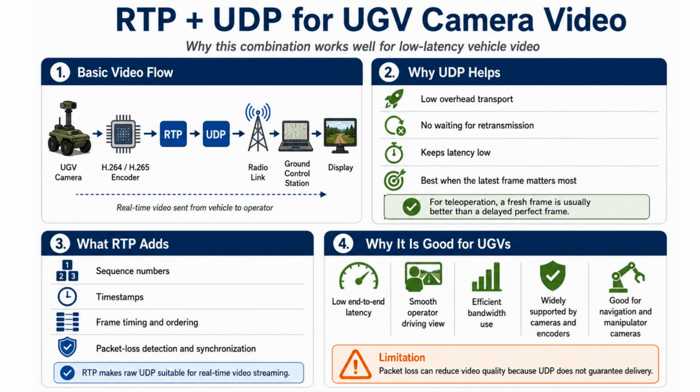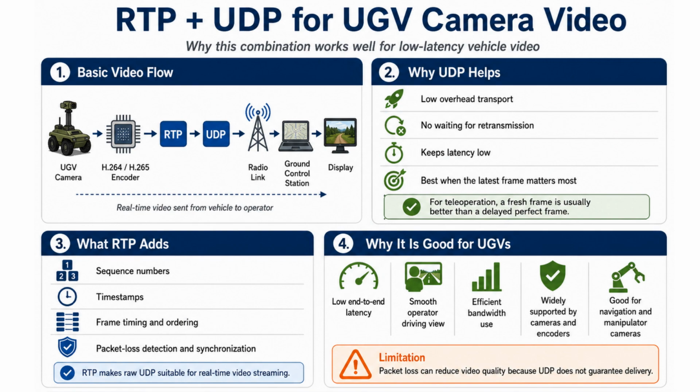Now let us understand why RTP over UDP works well for unmanned ground vehicle camera video. The camera first captures the scene, and the video is compressed using H.264 or H.265. RTP then adds sequence numbers, timestamps, frame timing, and packet loss information. UDP transports these packets quickly through the radio link to the ground control station.